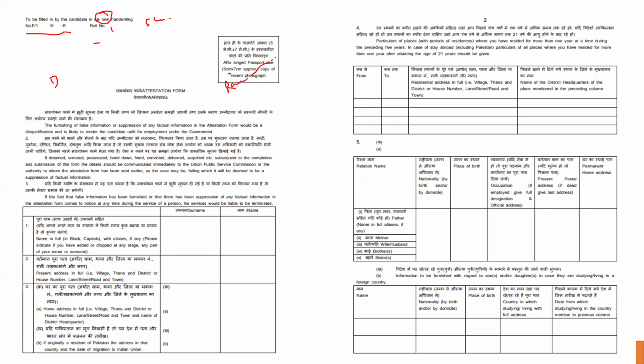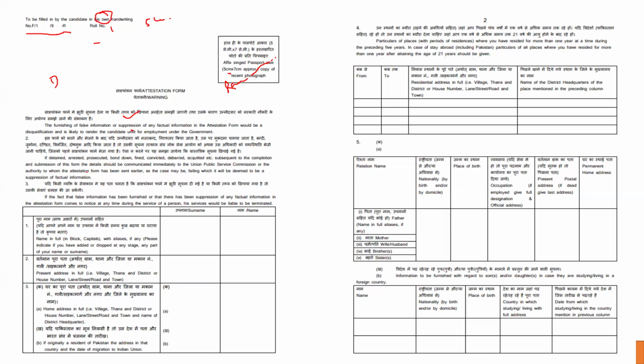Then it is said that whatever things you have in this form, you must write. The furnishing of false information or suppression of any factual information in the attestation form would be a disqualification and is likely to render the candidate unfit for employment under the government. So whatever things are there, you should write all the information.